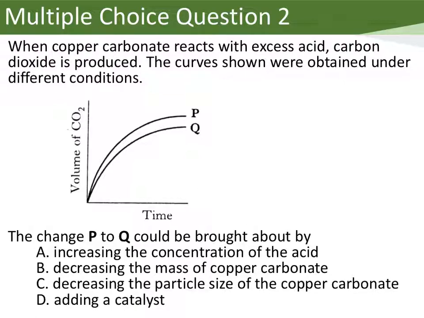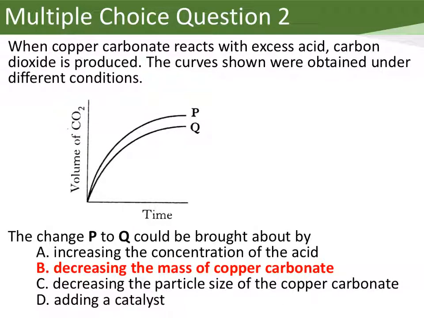Have you paused the video? Come back for the answer? There you go. The correct answer is B, decreasing the mass of copper carbonate. Copper carbonate is a solid reacting with an aqueous acid. So if I decrease the mass, I will decrease the surface area, which would make the rate a little bit slower. And if I decrease the mass, assuming it was the limiting reagent, I will get less product produced.